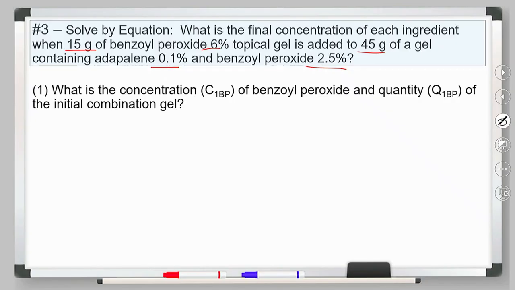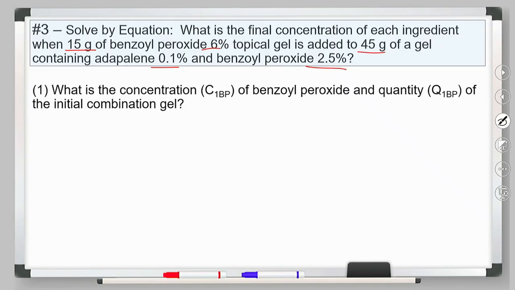I will tell you, don't solve them together. When there are multiple drugs, when you're concentrating and diluting, you just do them individually. So just pick one of those. I don't care which one. You can see I'm going to do benzoyl peroxide first, but it doesn't matter. Pick one drug and solve for it. Pick the second drug and solve for it. I like this question because what are we doing with the benzoyl peroxide? We are fortifying it. You'll see that the mass is going to be going up because we're adding benzoyl peroxide to a gel that already contains benzoyl peroxide, so the mass will be higher.